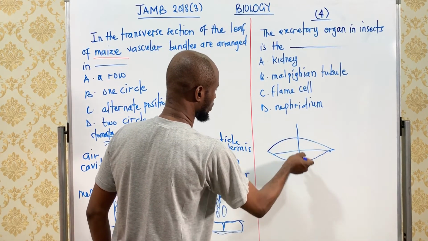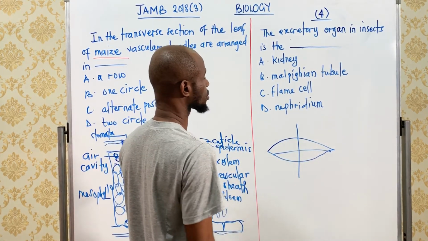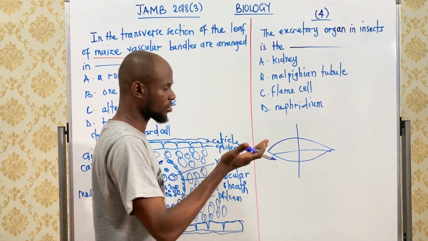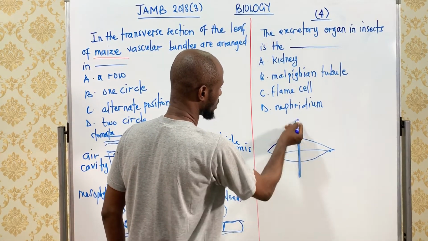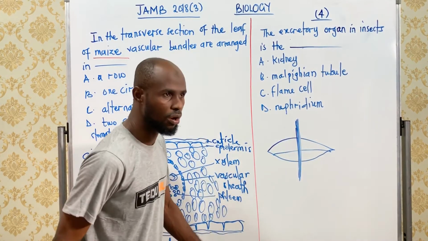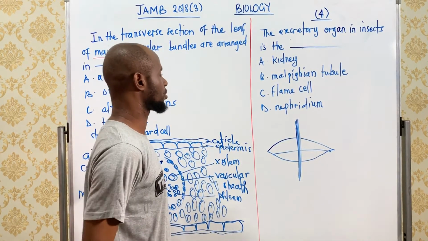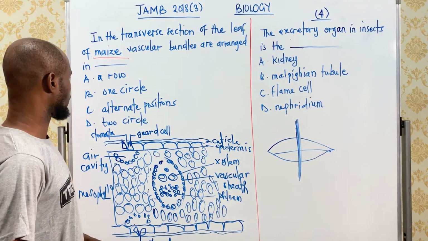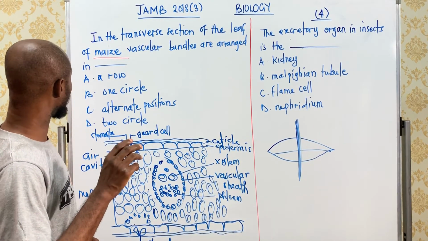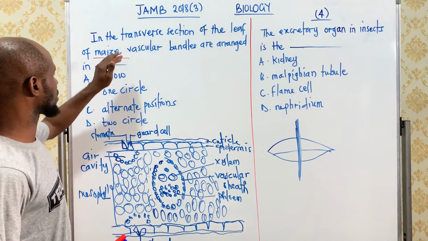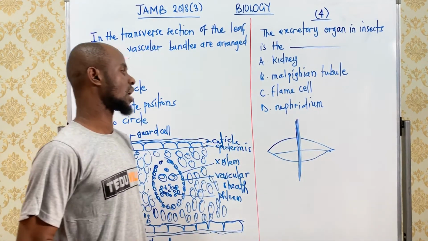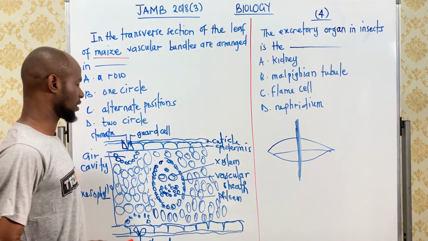So when we cut across the longest parts, cutting across these parts is called the cross section, while cutting along the length is called the longitudinal section. So this is the transverse section of the leaf. We cut across the length of the leaf.